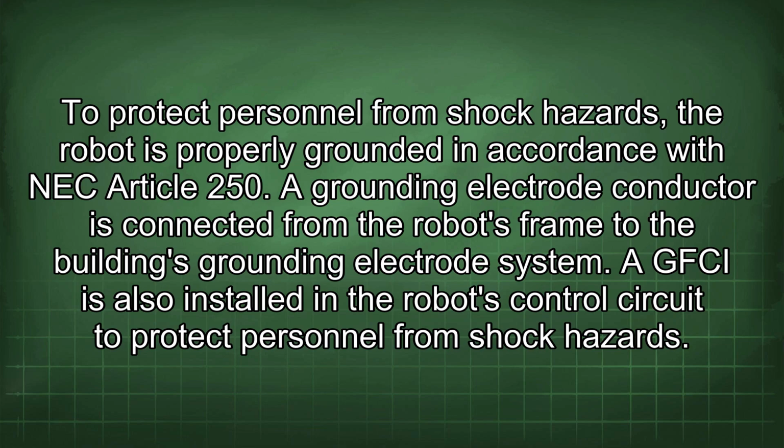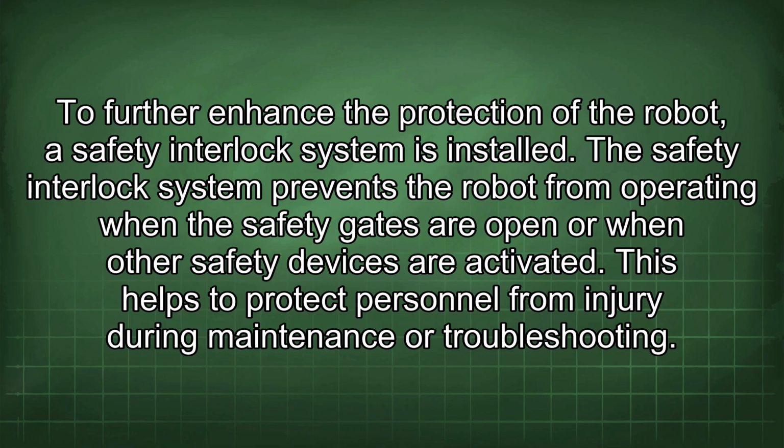To protect personnel from shock hazards, the robot is properly grounded in accordance with NEC Article 250. A grounding electrode conductor is connected from the robot's frame to the building's grounding electrode system. A GFCI is also installed in the robot's control circuit to protect personnel from shock hazards. To further enhance the protection of the robot, a safety interlock system is installed. The safety interlock system prevents the robot from operating when the safety gates are open or when other safety devices are activated. This helps to protect personnel from injury during maintenance or troubleshooting.